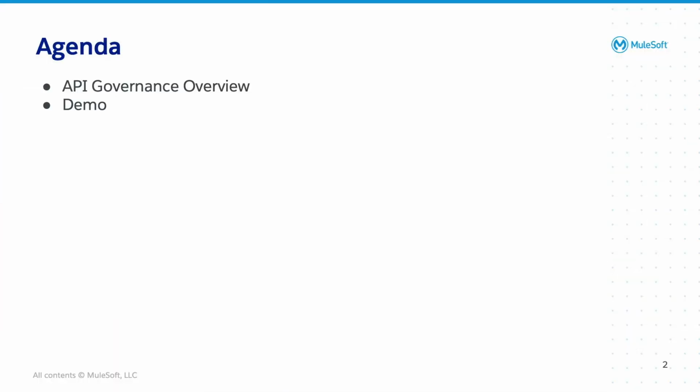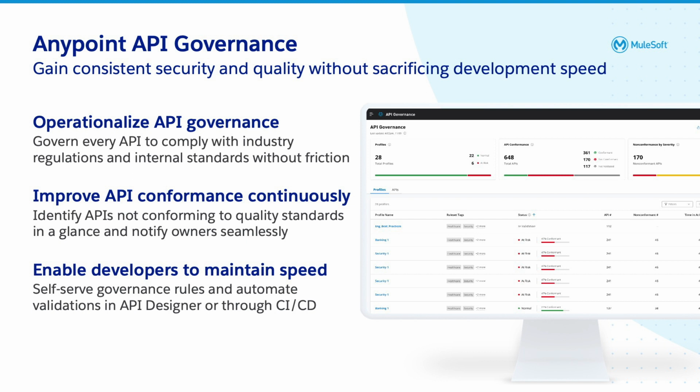As part of this video, first I'll do a quick recap of API governance features from our L1 video, and next we'll jump right into the demo. Let's start with a quick recap of our L1 video. With the API governance portal, you can operationalize API governance by being able to scan every API against a set of rules and inspect their conformance. Using our new dashboard, you can view if all of your API specifications are as per the organization standards.